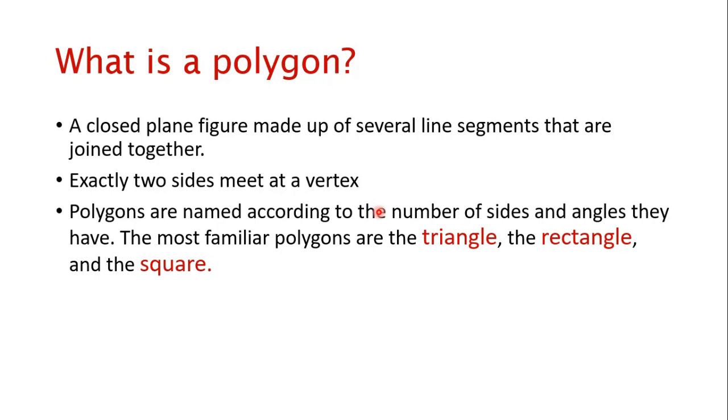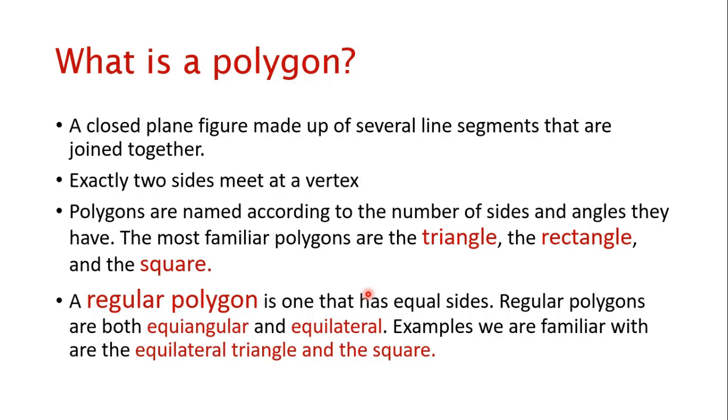Also, polygons are named according to the number of sides and angles they have. The most familiar polygons we know are triangles, and then rectangles, and then squares. We are saying triangle because a triangle is a three-sided figure. So based on the number of sides, we are naming our polygons. A rectangle is a four-sided figure. A square is also a four-sided figure. All of these are polygons.